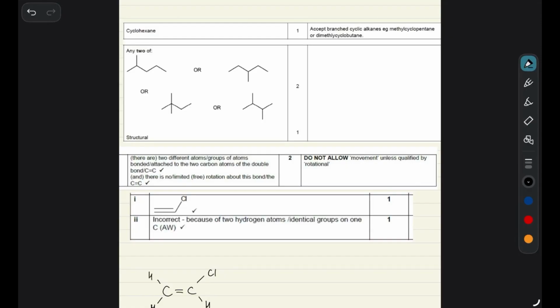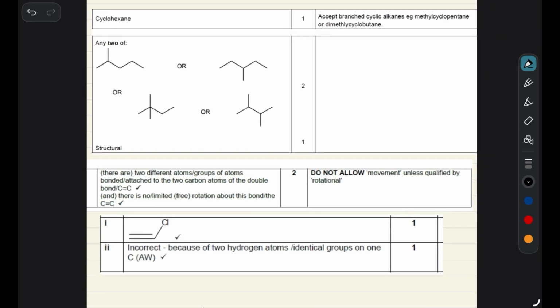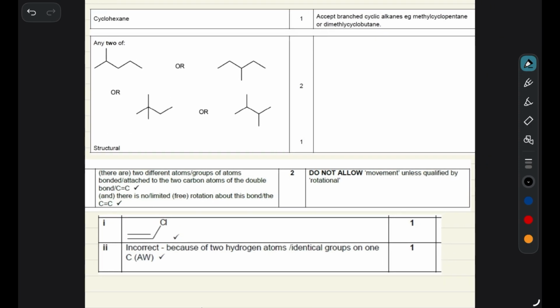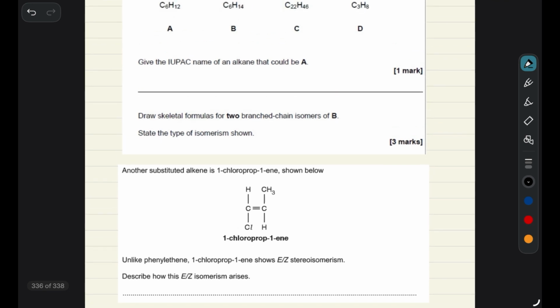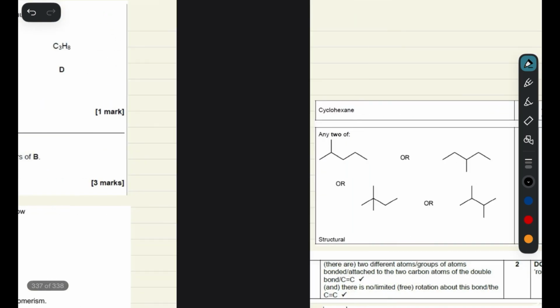Okay, it's answer time. So C6H12, I would have immediately thought of an alkene, but the question specifically asks for an alkane. So the only way to get that is if it's a cyclic compound. So that's why they've gone cyclohexane. And now they're asking for branch chained isomers of B, so B is actually hexane.